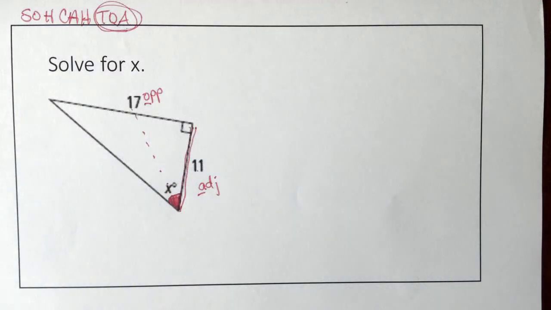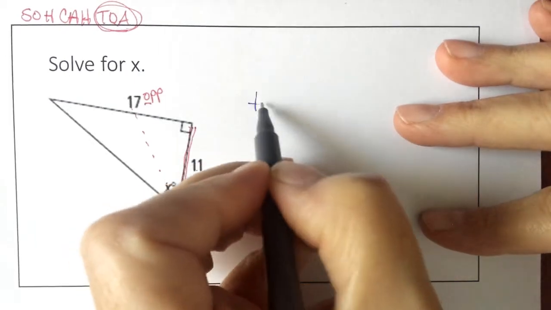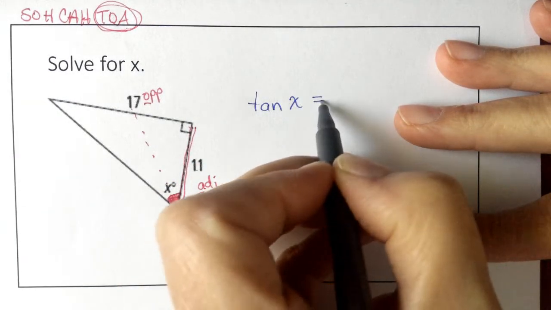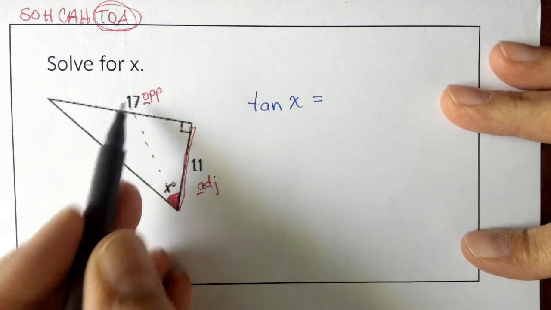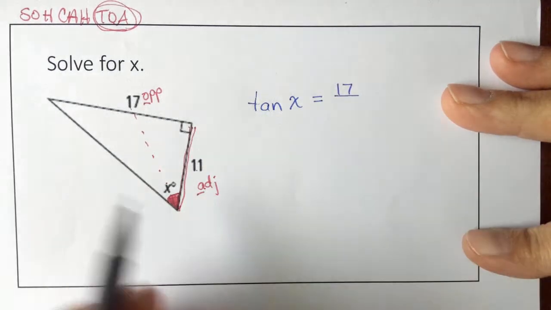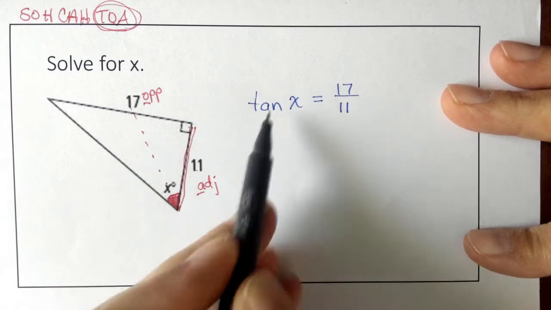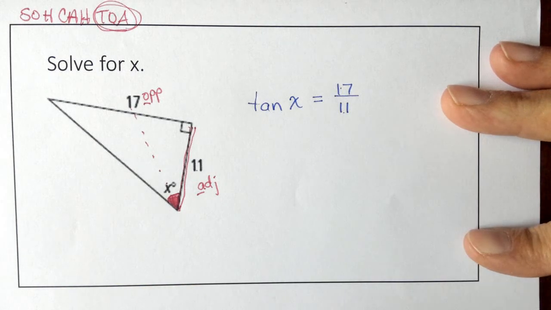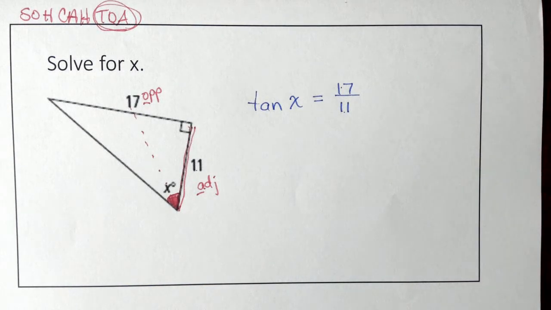Now let's just go out on a limb here and skip straight to the numbers. Okay? See how short and sweet this is if we skip straight to the numbers. T is for tangent. The angle is x. The opposite is 17. Adjacent is 11. Tangent of an angle is opposite over adjacent. Okay, we have it set up.